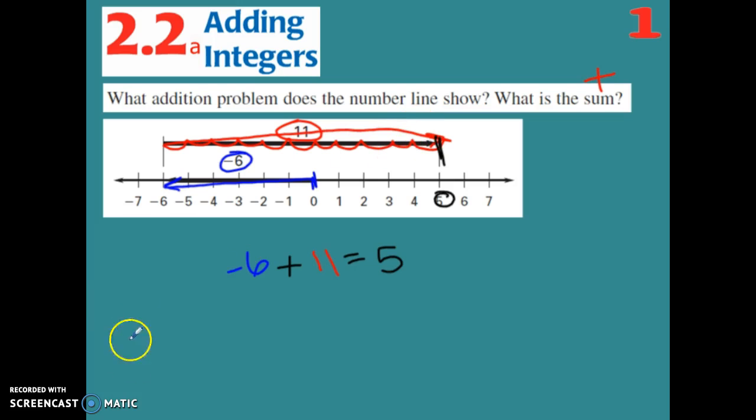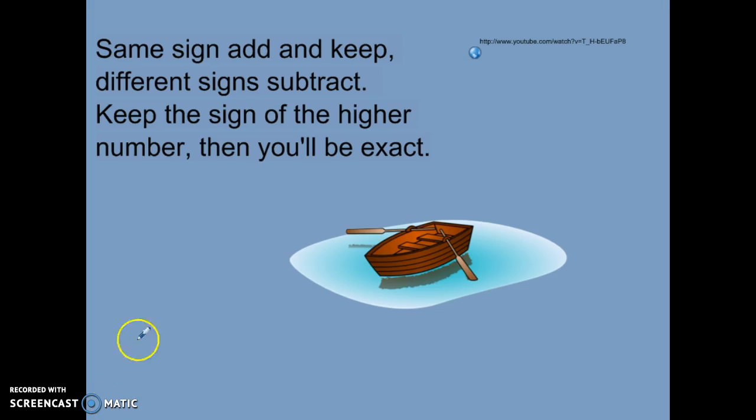There are a lot of other ways we can figure out what the sum, or adding up two numbers, is, and that's why we have a song. I know you don't have this slide, but I'm going to play a song for you, and then we will use the words in this song to solve some problems. Before the song plays, this is to the theme of Row, Row, Row Your Boat, which is why there's a boat here. And it says same sign, add and keep.